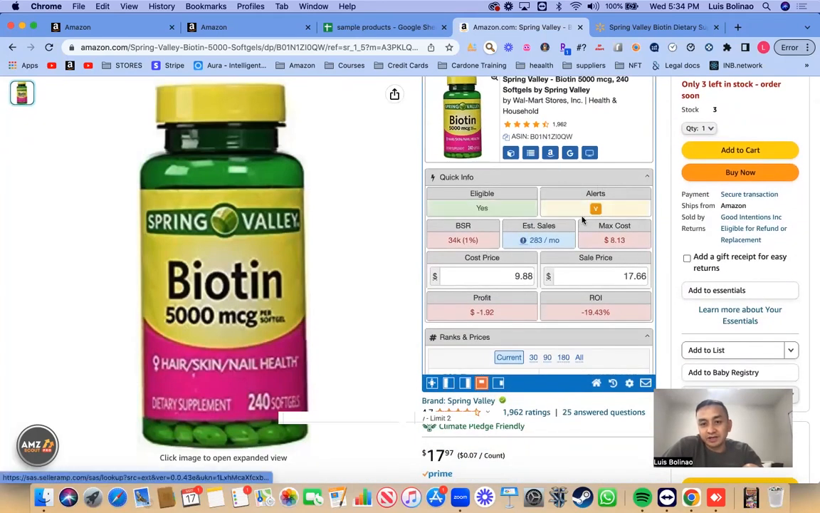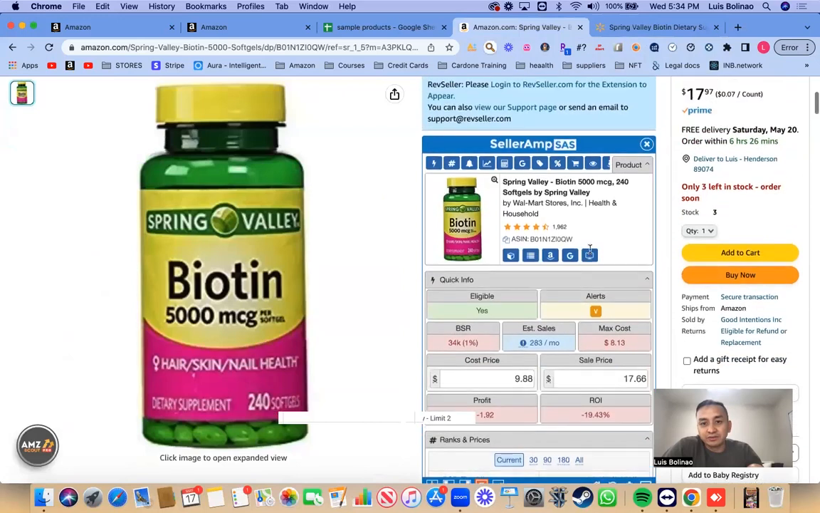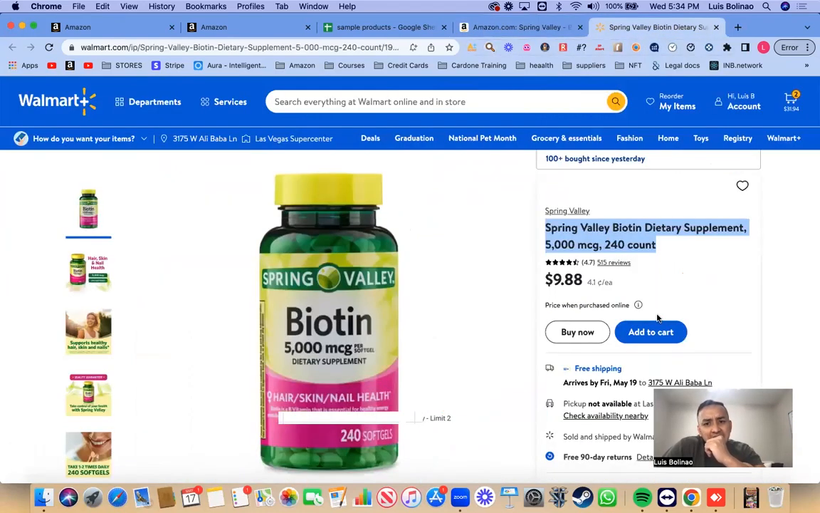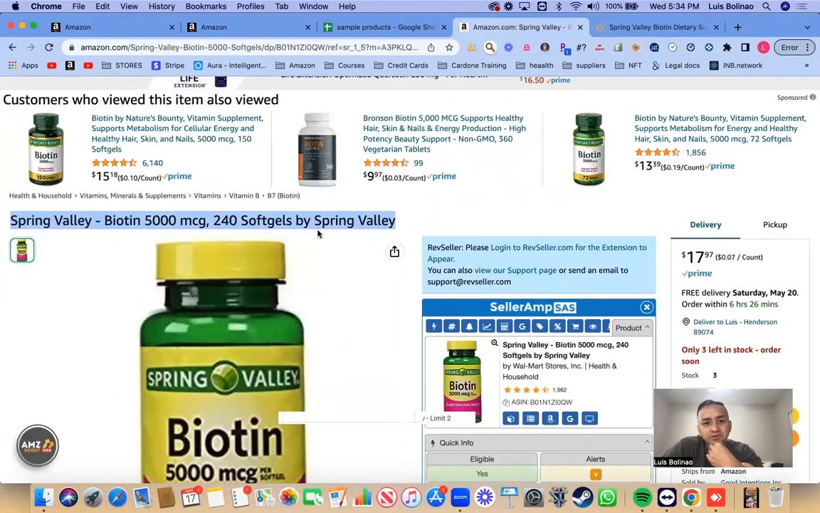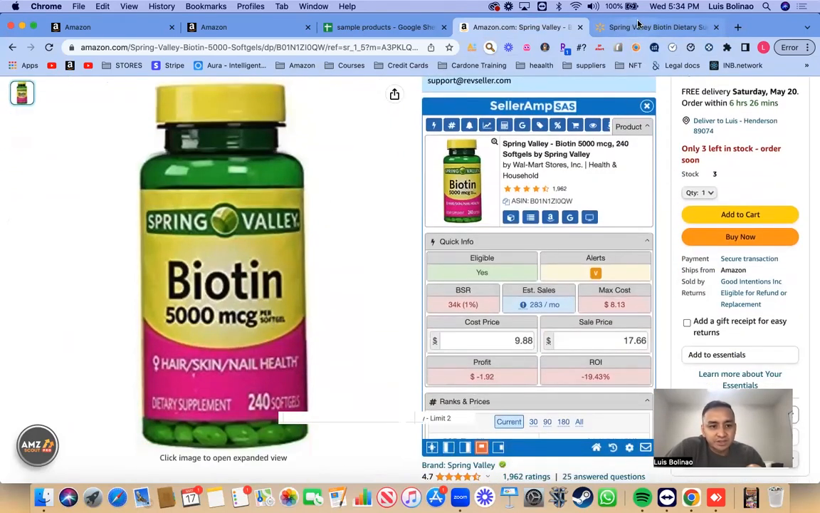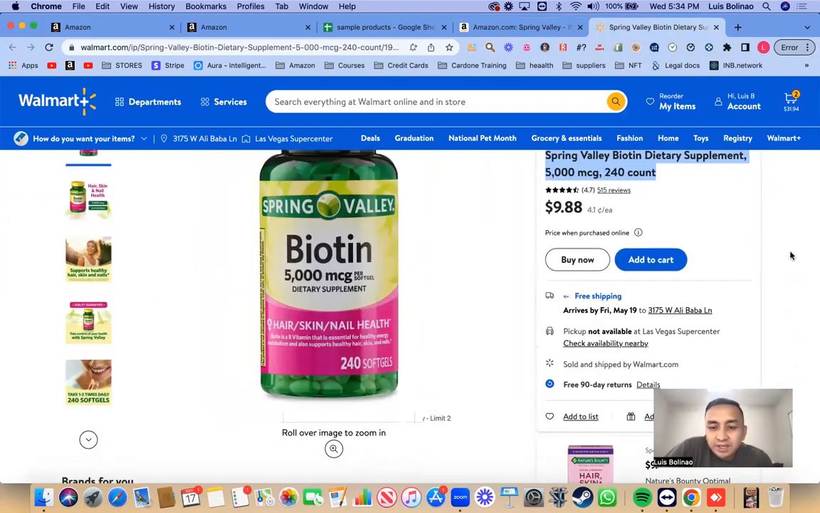So right there. So now we're here. And then now you get the cost from your supplier's website, which is this, but before that, you gotta check first, right? If the products really match. So I usually look at the title. So buy 10, 500 or 5,000 MCG. 5,000 MCG, 240 count. And then I also look at the photos. They match. Yeah, they match.